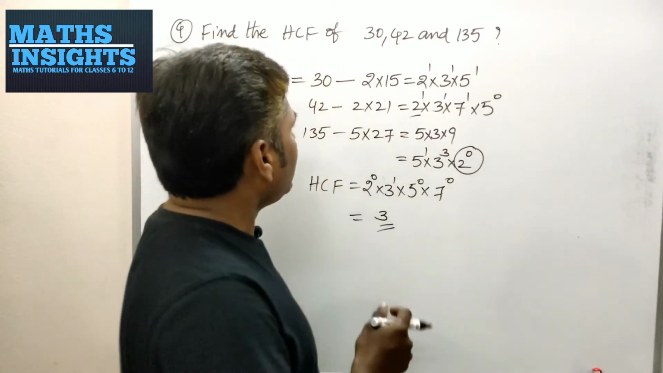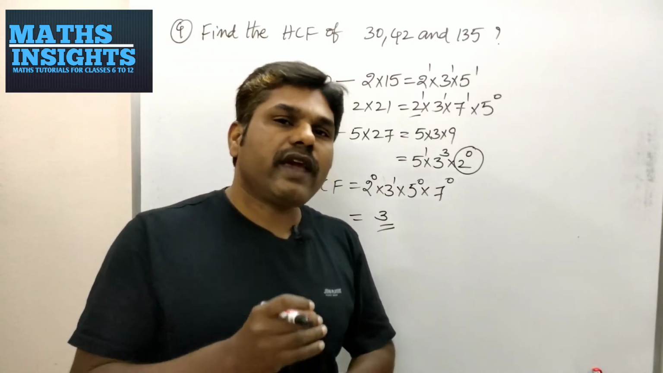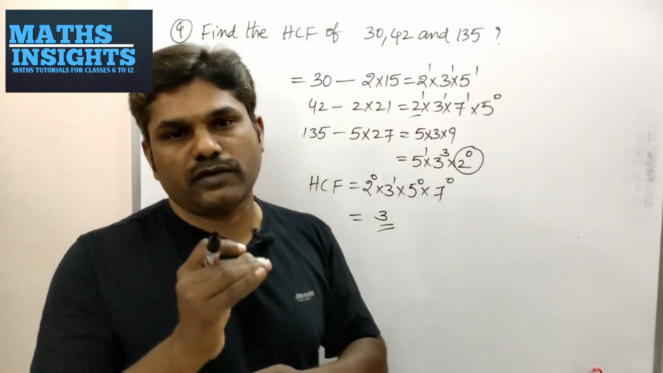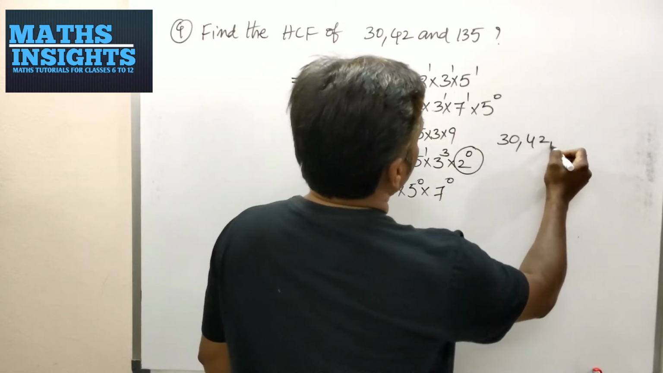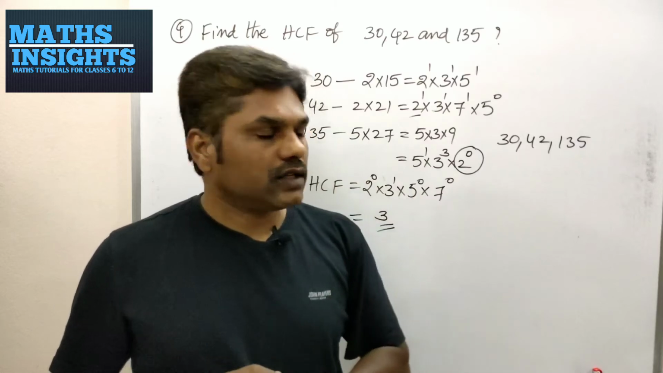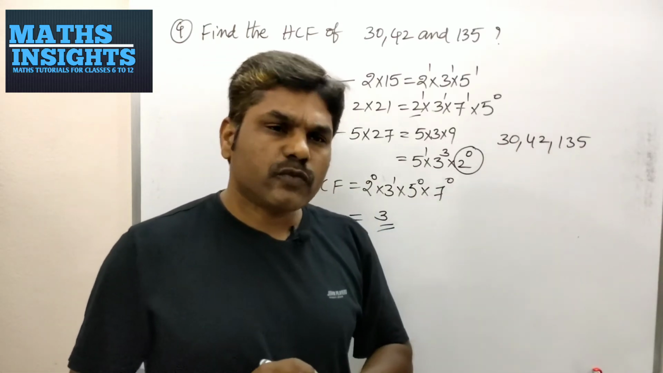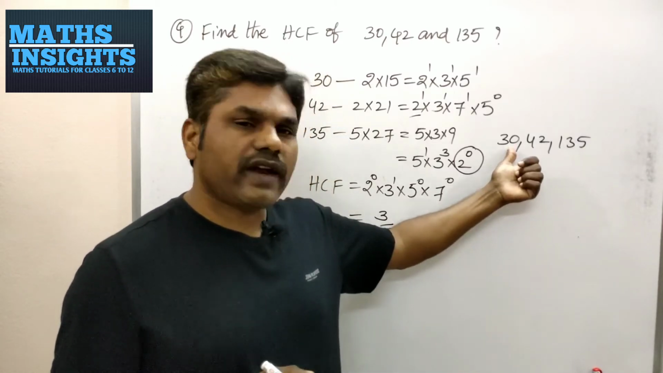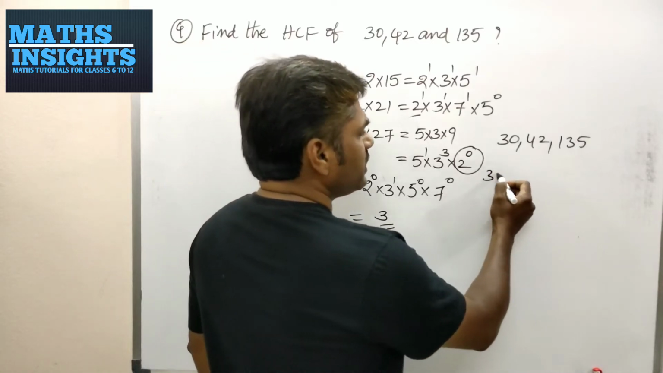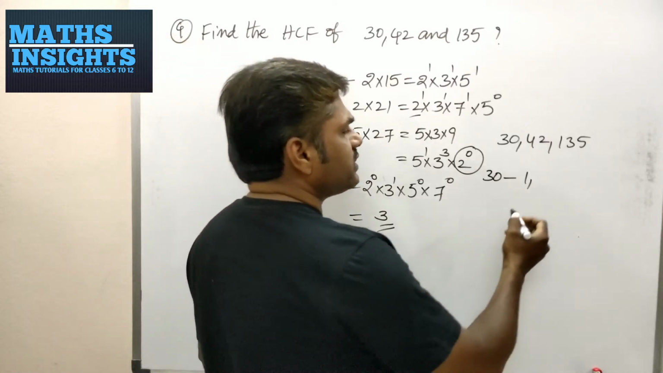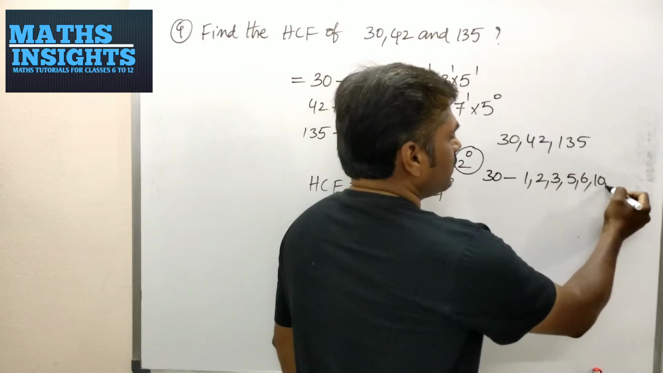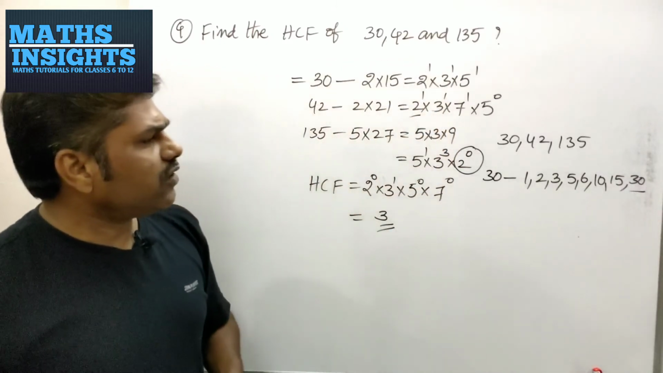How to find this? What I said, HCF will be either the lowest number among the given numbers or a common factor of that lowest number. If you take these three numbers 30, 42 and 135, HCF may be 30, not more than 30, definitely. Or if these three numbers are not divisible by 30, then you have to write the factors of 30, and among those factors you have to find the highest common factor. 30 has factors 1, 2, 3, 5, 6, 10, 15, 30. These are all factors of 30.